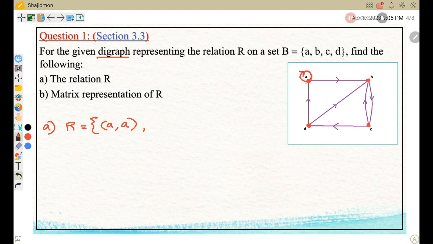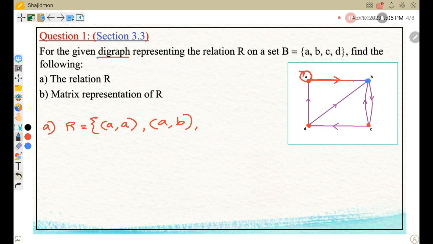Comma. Now from A, what are the edges going out? This edge is going out, because the direction is coming like this. So from A to B. The second ordered pair is A to B, one edge from A to B. Now those are the only two edges going out from the vertex A. First we are writing only going out. Now we will go to vertex B.